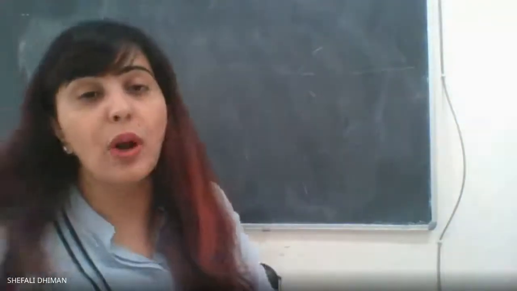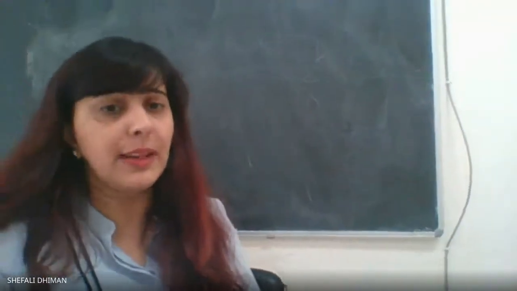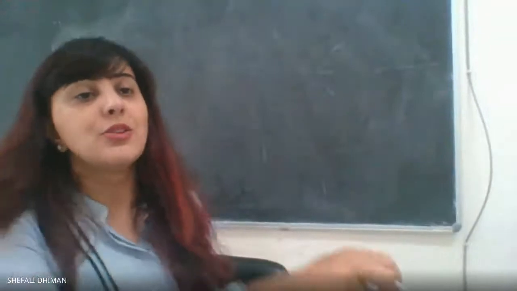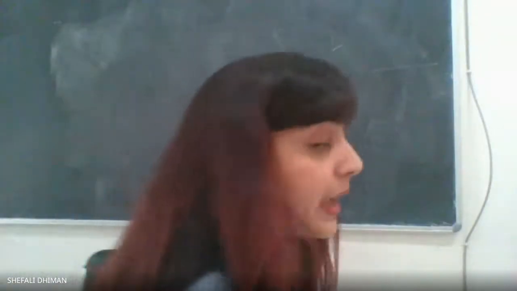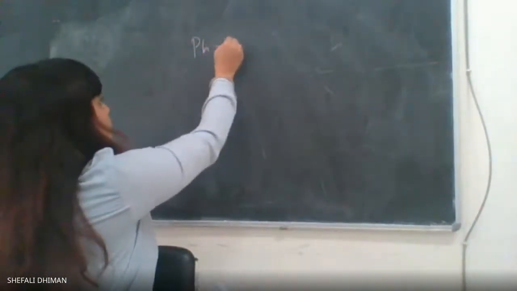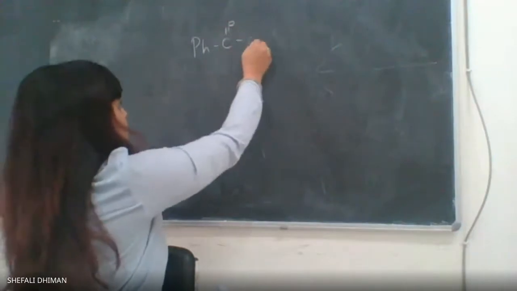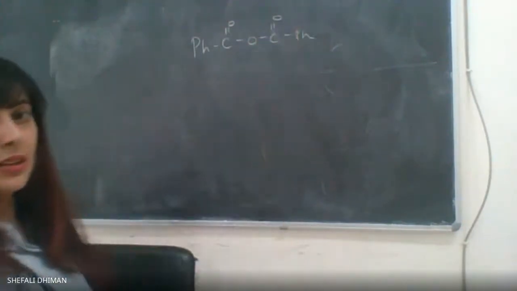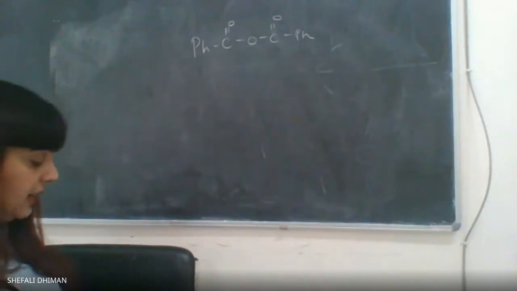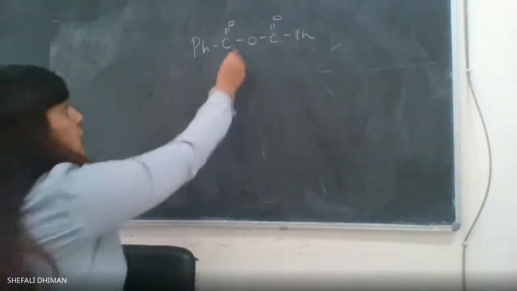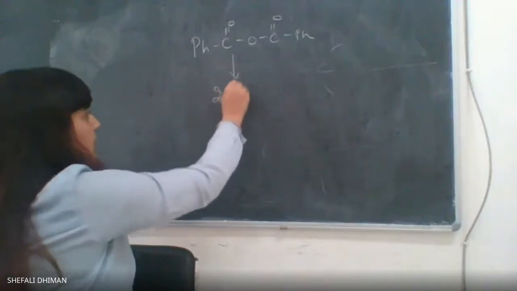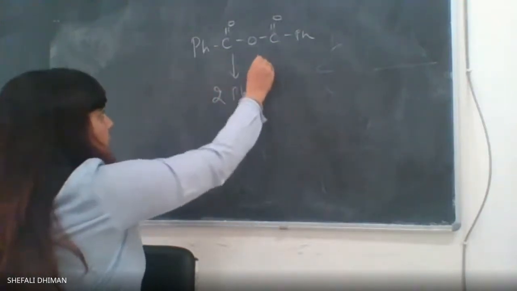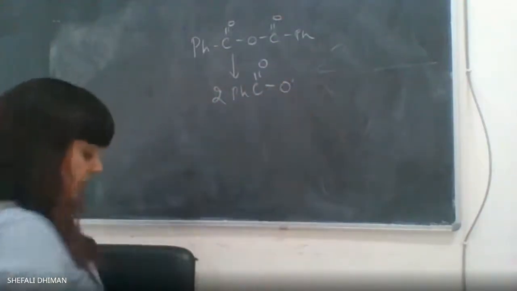Let us see what the first step is. Let us see how it is carried out. So let us see the first step, which is the initiation step. Okay, so I have the benzoyl peroxide, and what will happen? It will form the radical.